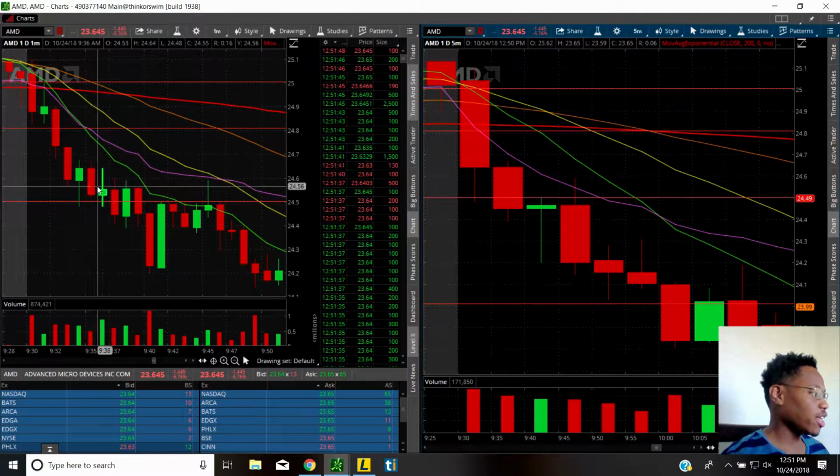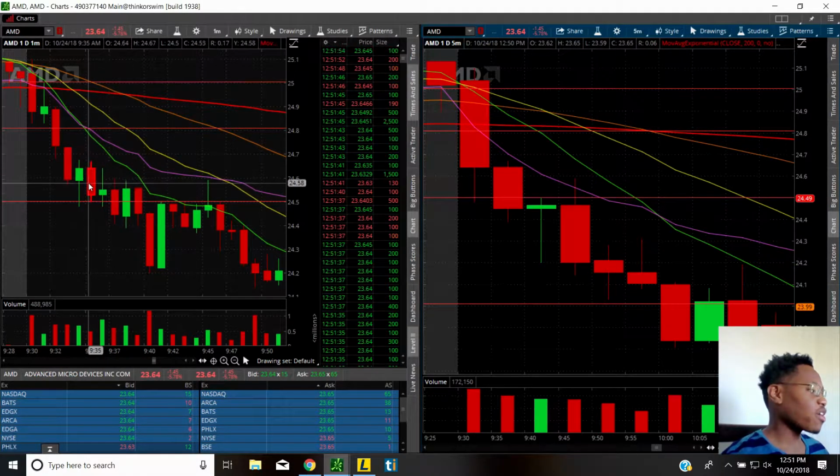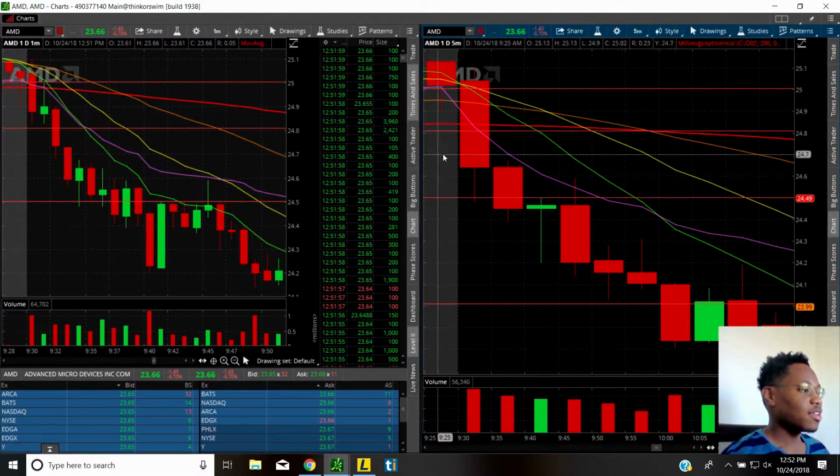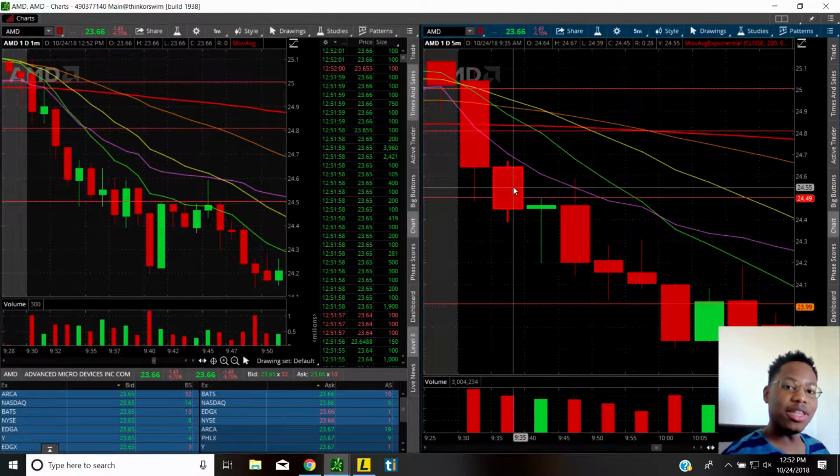These red and green items you see here are called candlesticks. They show you the price action of the stock in a 1 minute time frame. These are the same candlesticks, but these candlesticks represent a moment of time of 5 minutes.